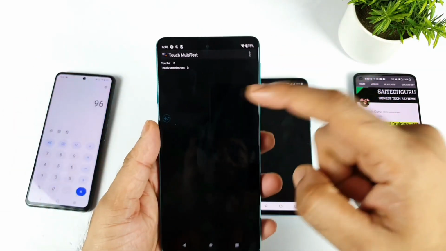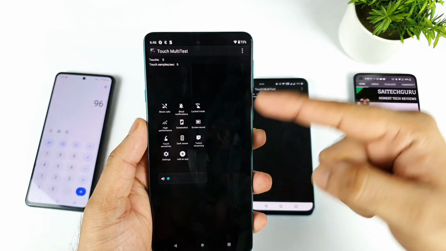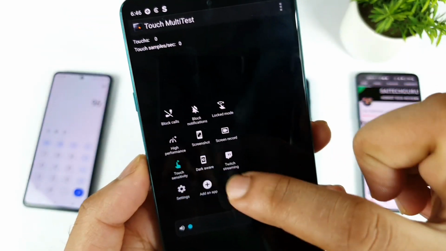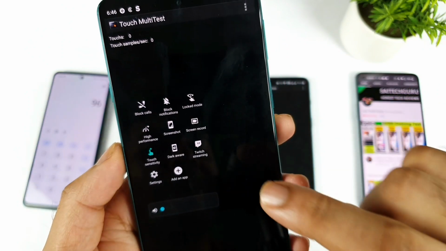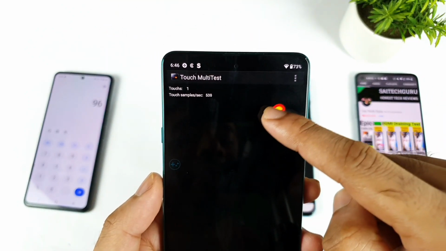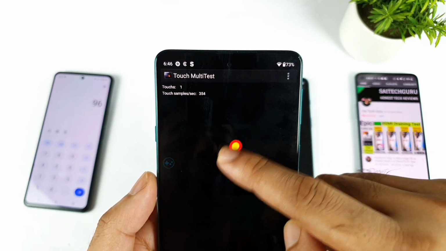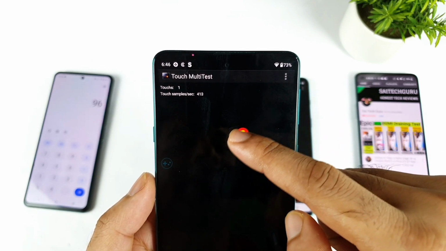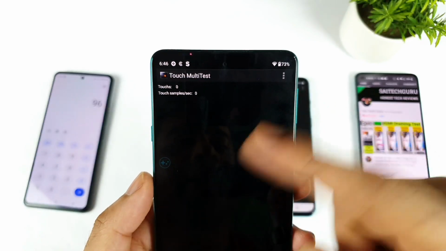But you need to add this application into the Game Time, and after that you need to select the touch sensitivity option. Only then will it increase the touch sampling rate. As you can see, right now the touch sampling rate number is going up to 400 and 500 as well. Sometimes it went up to 570 or somewhere around that. I can see that sometimes.